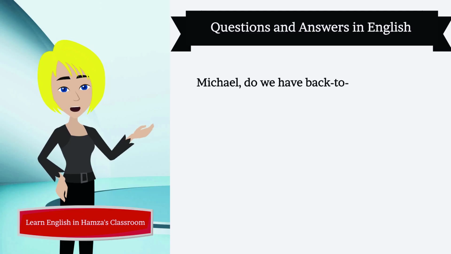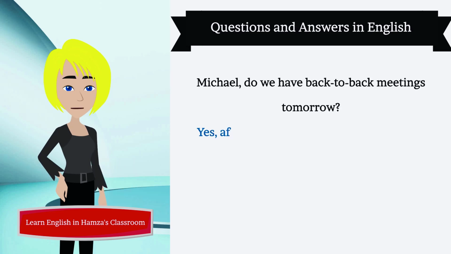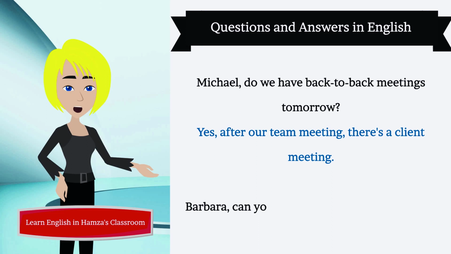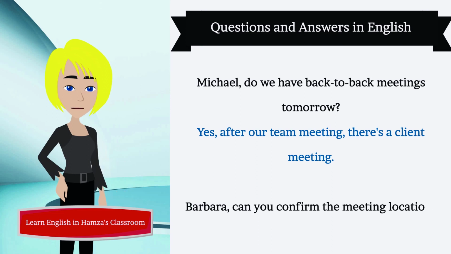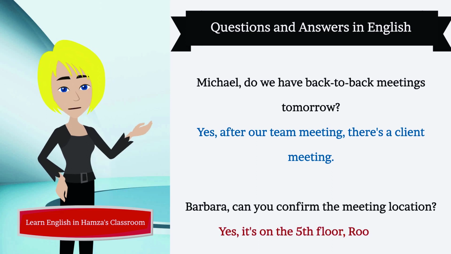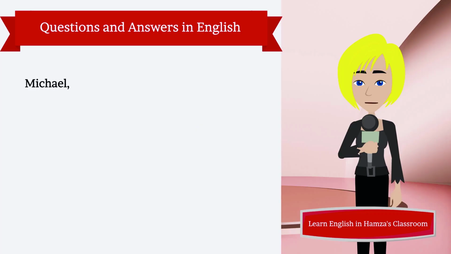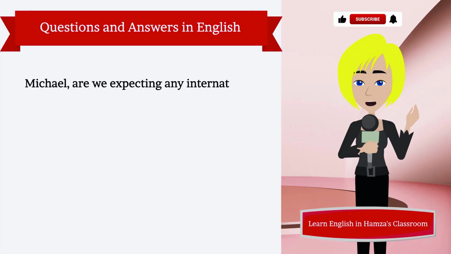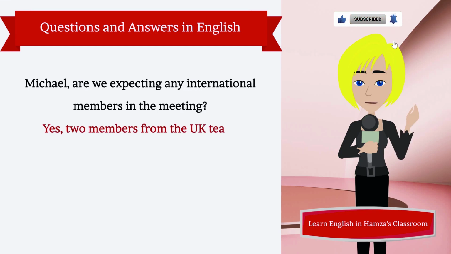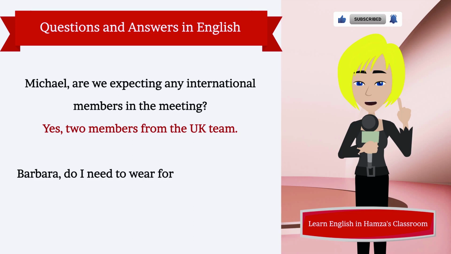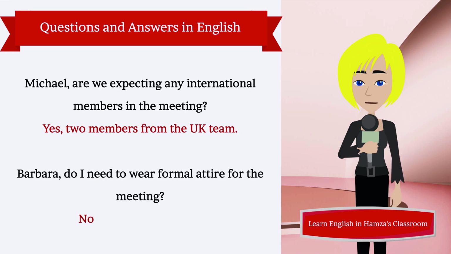Michael, do we have back-to-back meetings tomorrow? Yes, after our team meeting, there's a client meeting. Barbara, can you confirm the meeting location? Yes, it's on the 5th floor, room 507. Michael, are we expecting any international members in the meeting? Yes, 2 members from the UK team. Barbara, do I need to wear formal attire for the meeting? No, casual attire is fine.